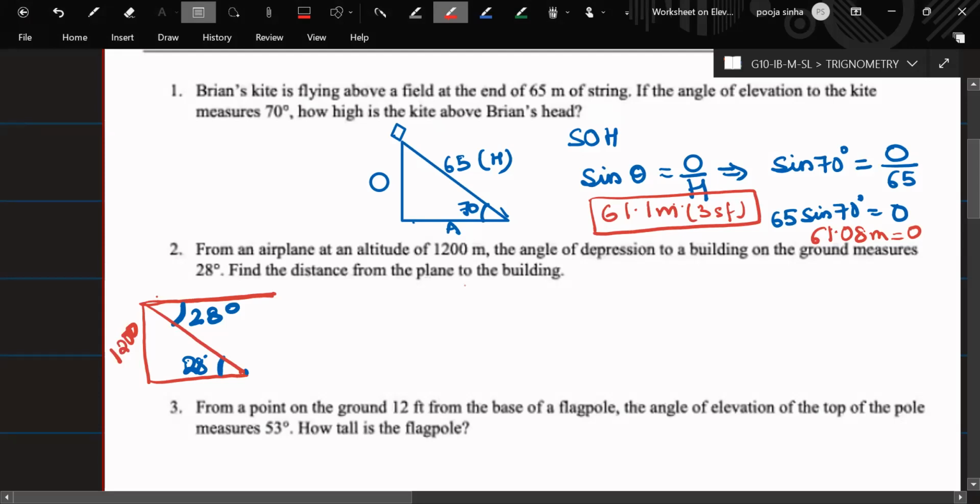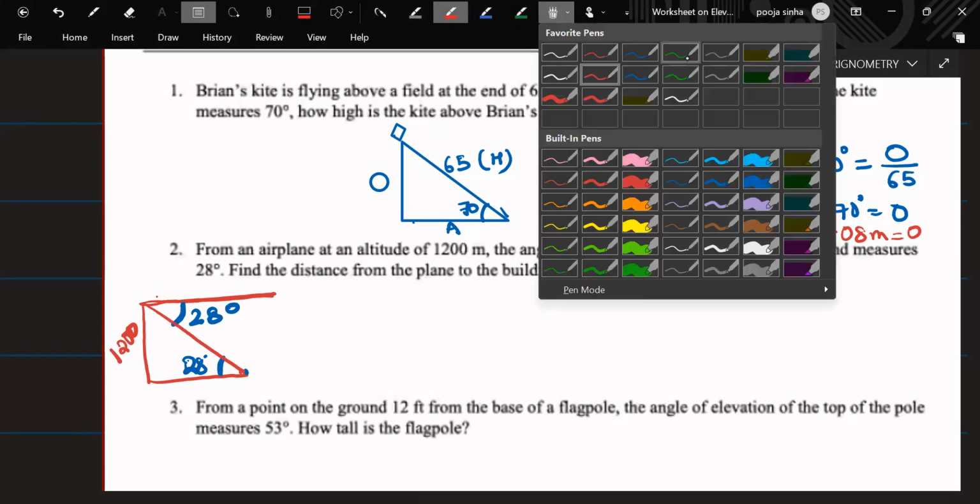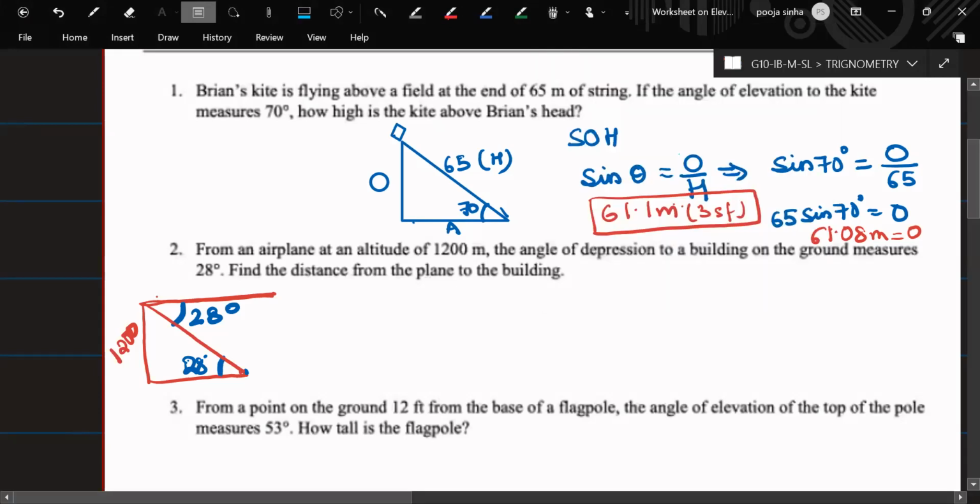Find the distance from the plane to the building. What exactly are we trying to find out? From the plane to the building. This is your plane and this is your building. What are we finding out? The hypotenuse. We are supposed to find the hypotenuse, right?